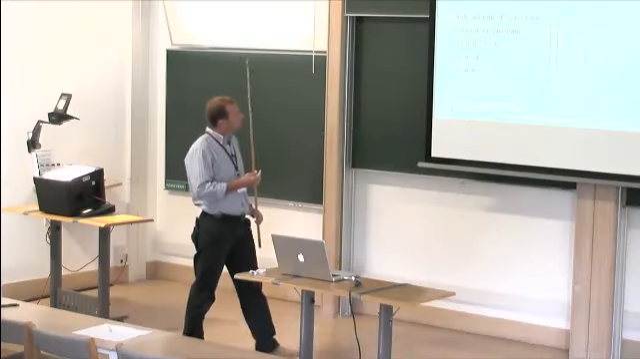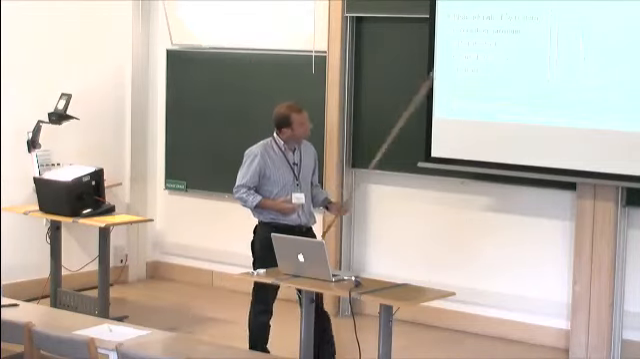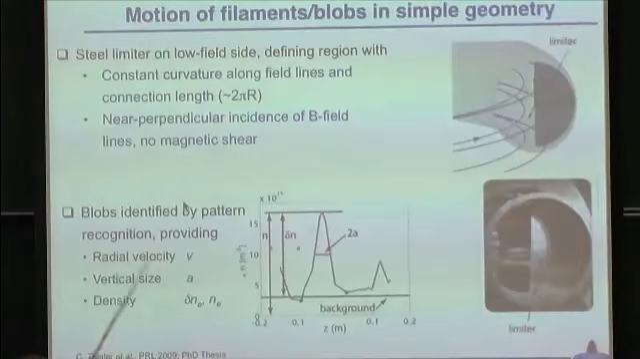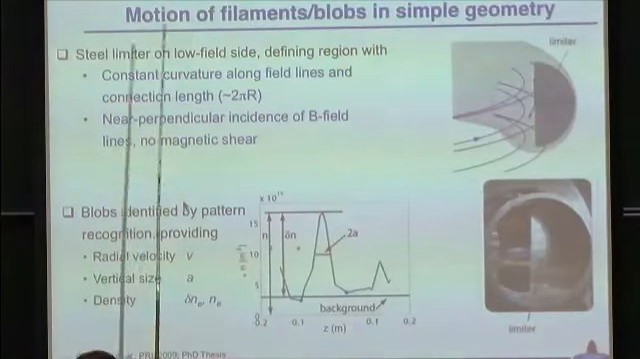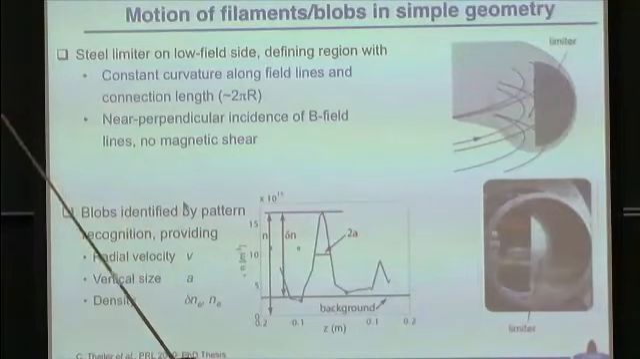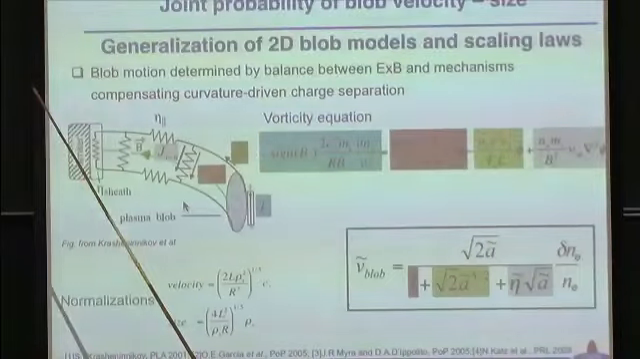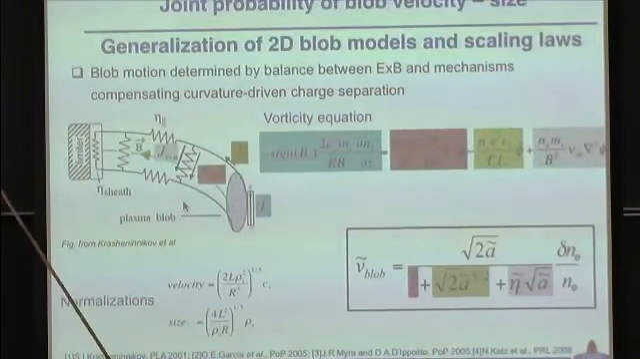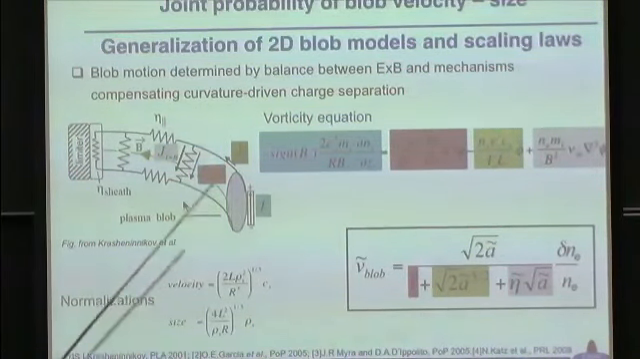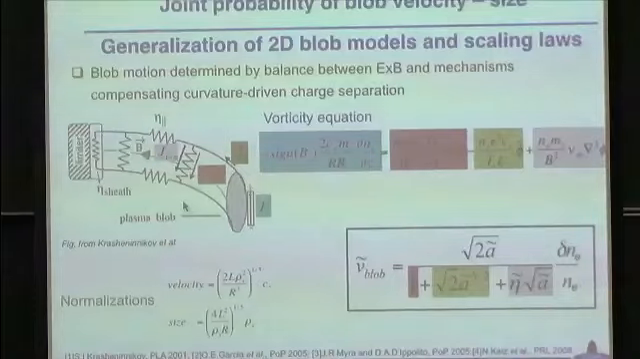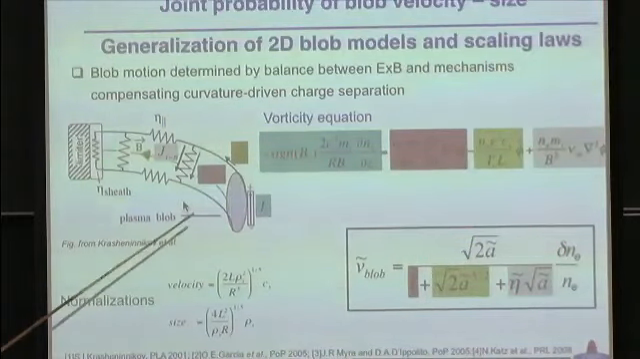And density. So we can statistically look at many blobs and look at the, if you like, the joint probability between the size, vertical size in this case, and the radial velocity of these blobs. Now, we took the existing models and we looked at the equation where the models were taken from, and we noticed that actually some of the terms in the equation, despite being very simple, were not accounted for. So we tried to account for all of them.